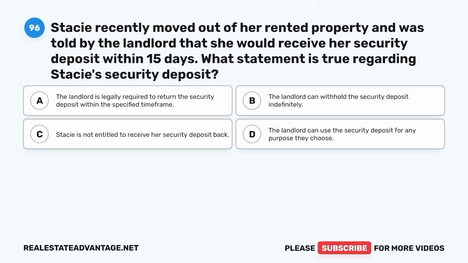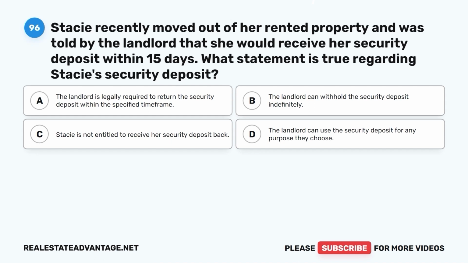Question 96. Stacy recently moved out of her rented property and was told by the landlord that she would receive her security deposit within 15 days. What statement is true regarding Stacy's security deposit? A. The landlord is legally required to return the security deposit within the specified time frame. B. The landlord can withhold the security deposit indefinitely.